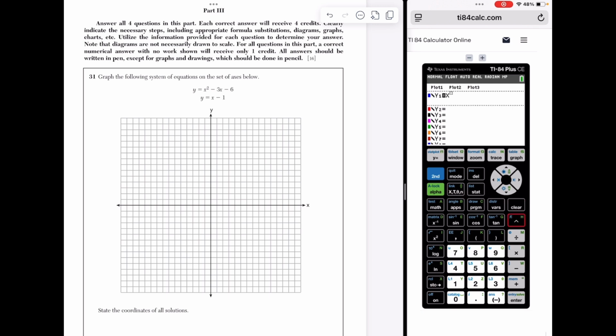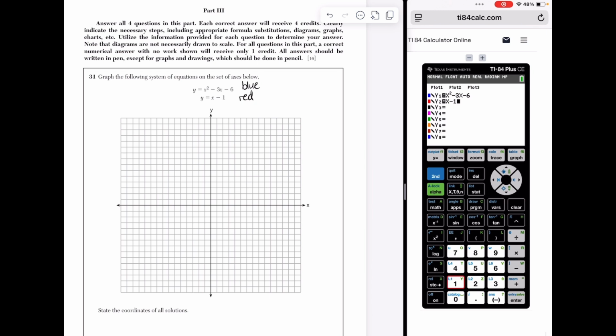Here's x squared minus 3x minus 6. And then in our second one, we just have x minus 1. Remember, I like putting in, so I remember, this is my blue and this is my red. And I'm looking for places where they intersect.